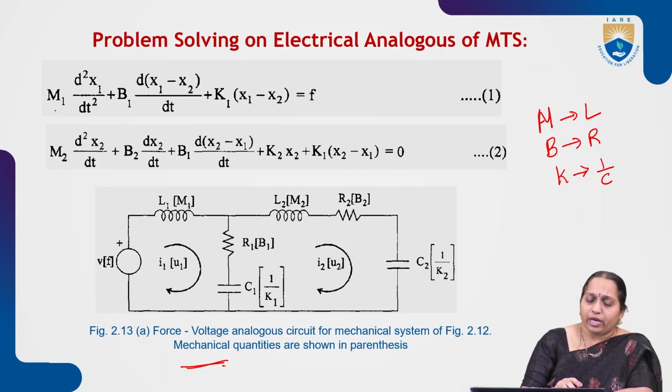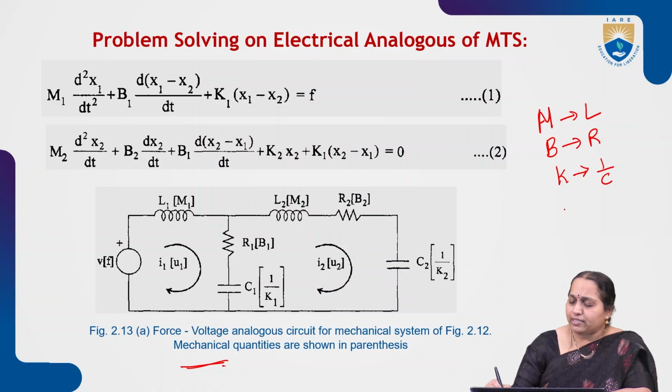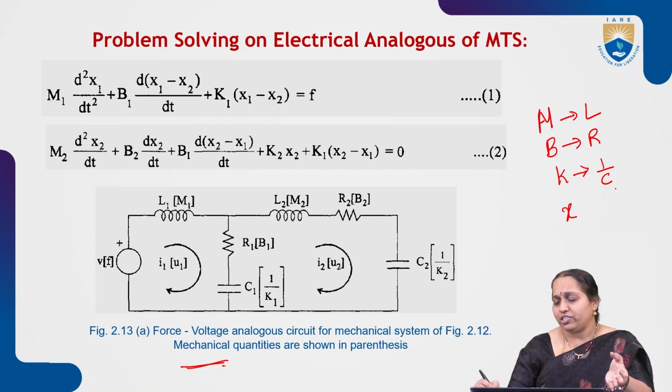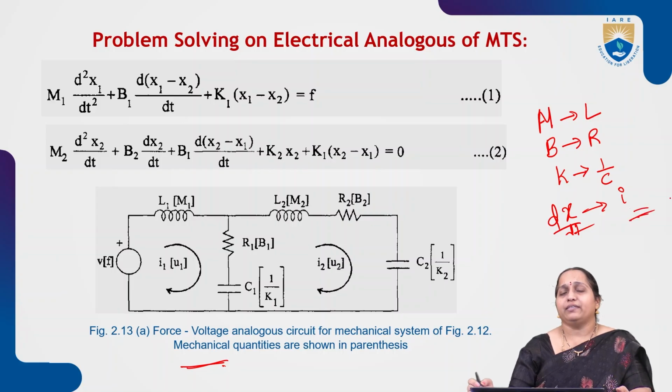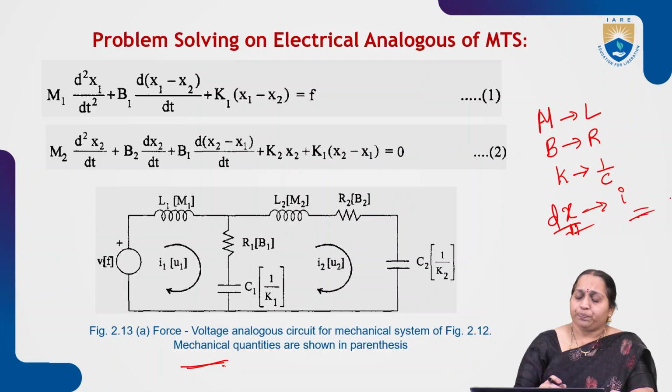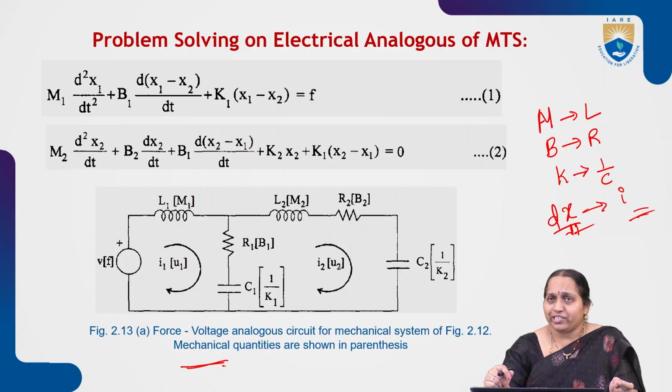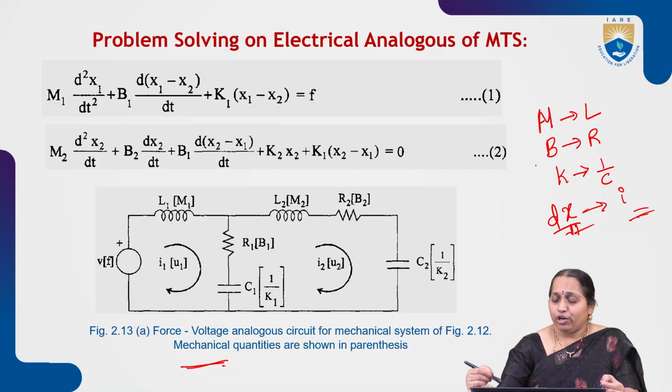Velocity dx by dt in the mechanical translational system is equivalent to current I in the electrical equivalent. So when you are trying to draw the electrical analogous circuit of a mechanical translational system, the mass element is replaced by an inductor, the dashpot is replaced by a resistor, the spring is replaced by a capacitor, and velocity, that is dx by dt, is replaced by I.